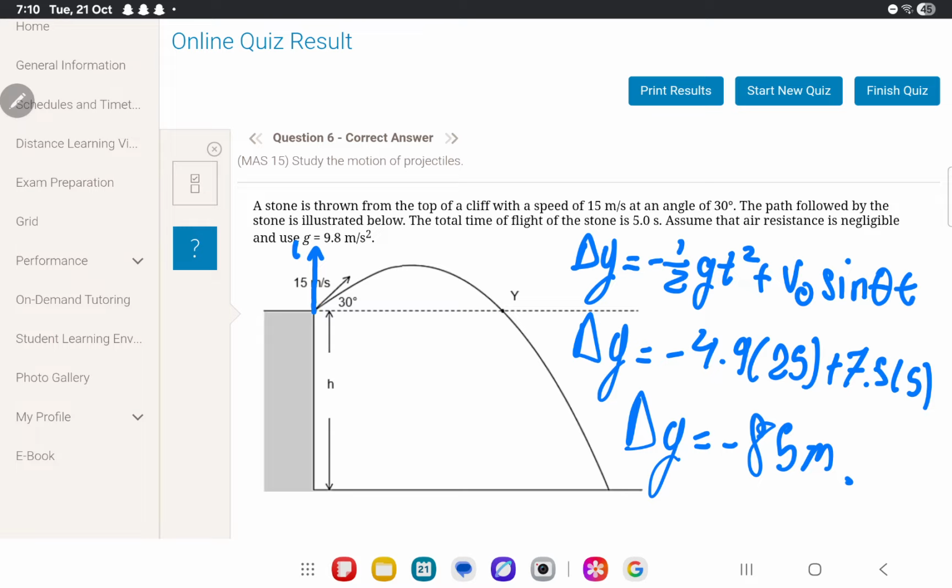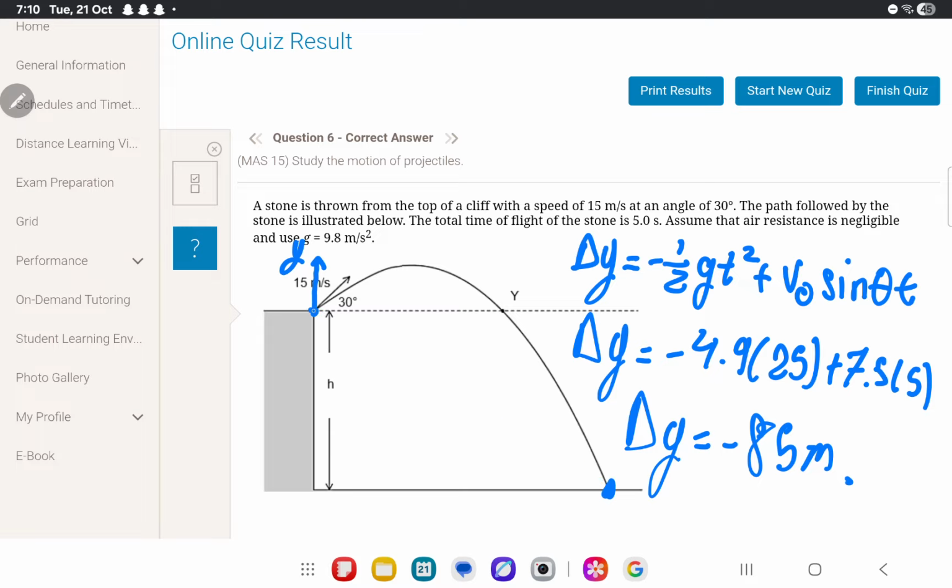So Y is positive, but then it ends up going down. That's why it ends up going down here. So delta Y is going to be negative. Obviously, you can tell from the graph, right? It started here, then it went here. What is this? This is a negative change.